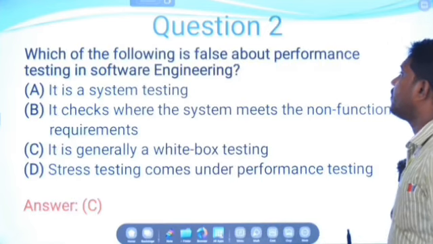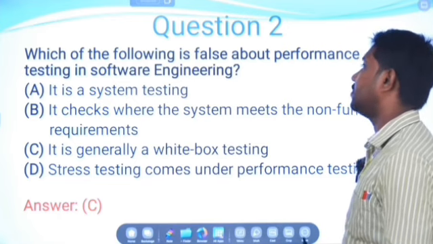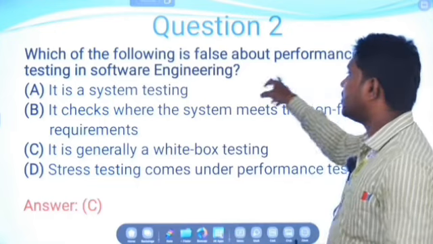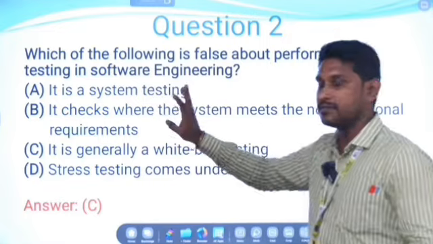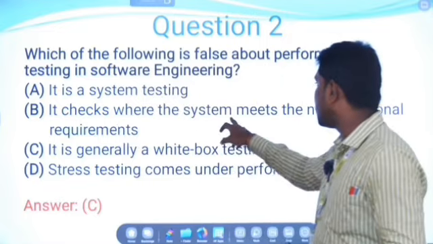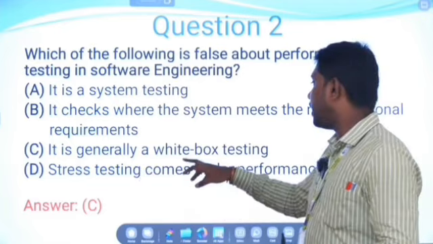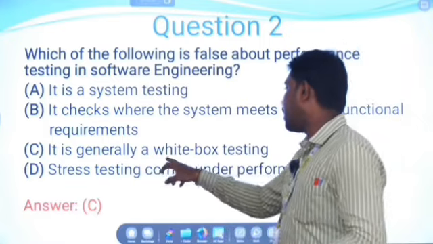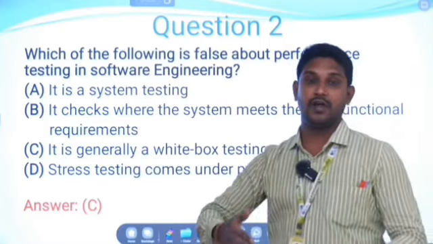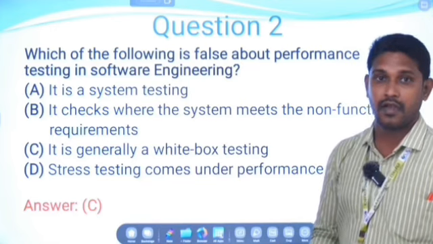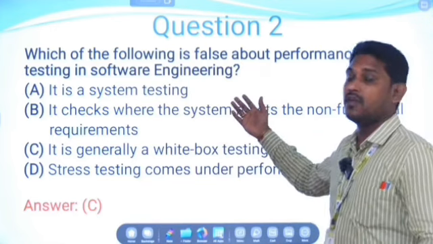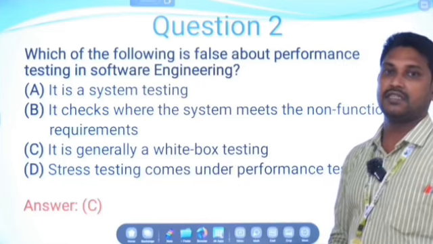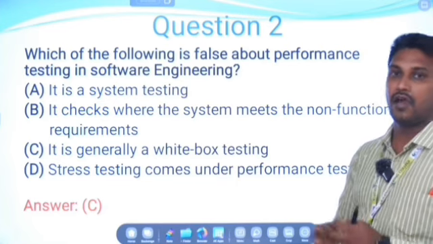So question 2. Which of the following is false about performance testing in software engineering? Among the given statements, we are going to identify the false one. Performance testing is a system testing, which is correct. Performance testing checks whether the system meets the non-functional requirements, which is correct. And it is generally a white box testing. We have just seen the different types of white box testing, and among them we did not come across performance testing. So option C will be false, because performance testing is not concentrated on white box testing. It does not come under white box testing.